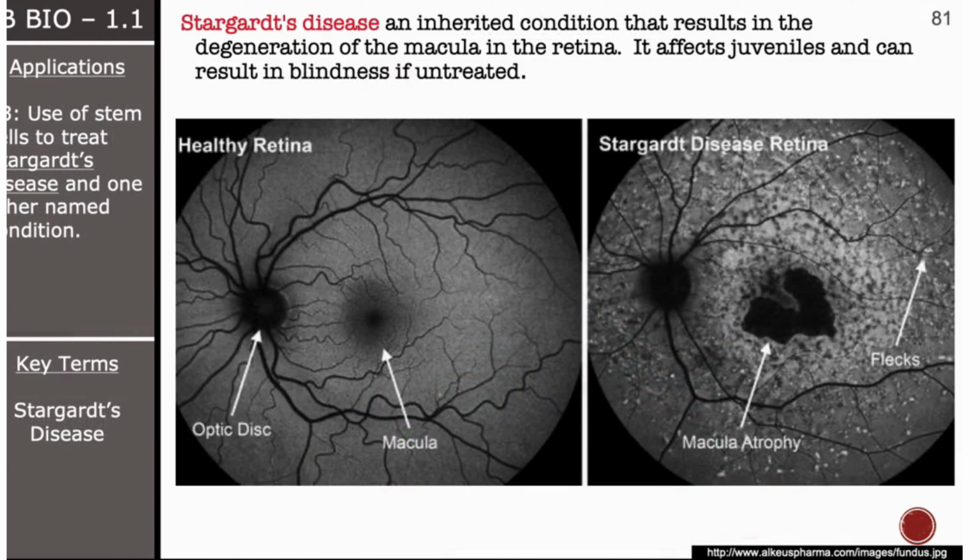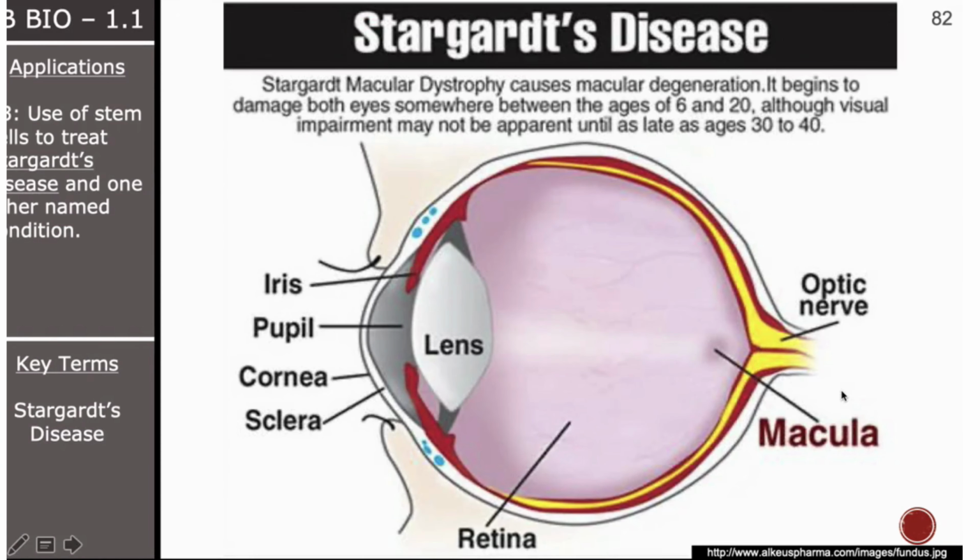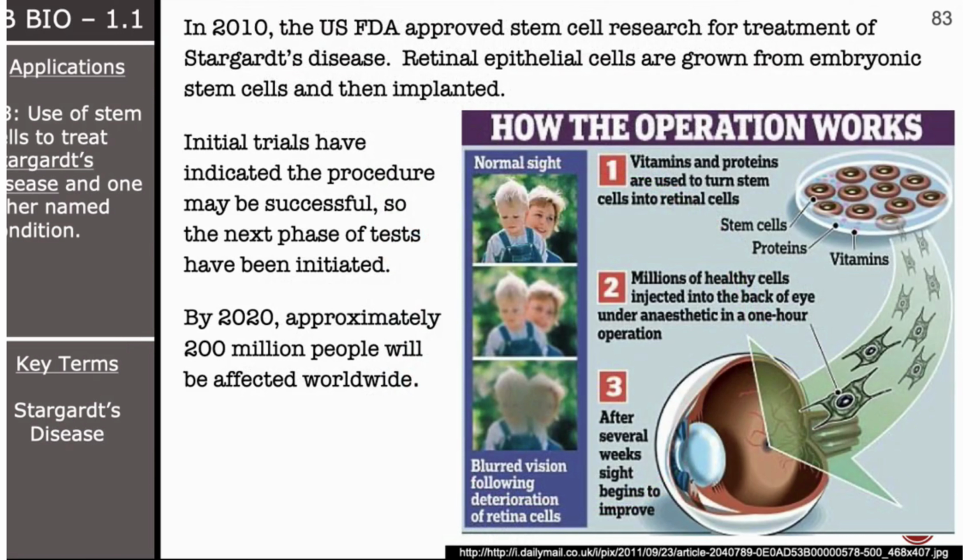For example, stem cells can be used in Stargardt's disease, which is an inherited condition that results in the degeneration of the macula in the retina. It affects juveniles and can result in blindness if untreated, as you see. There is actually a protrusion in the macula, and in this way sight is lost. Stargardt disease, as I said, can be treated by stem cells.